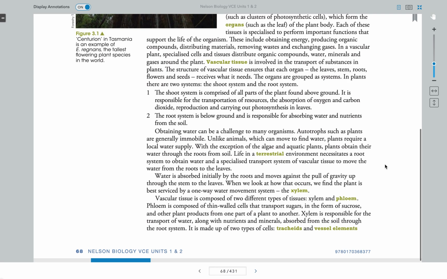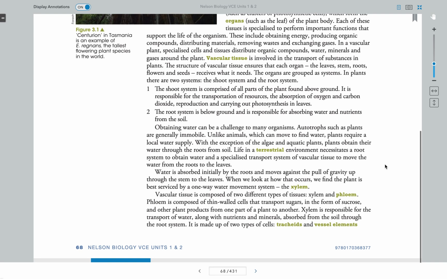Water is absorbed initially by the roots and moves against the pull of gravity up through the stem to the leaves. When we look at how that occurs, we find the plant is best serviced by a one-way water movement system, the xylem. Vascular tissue is composed of two different types of tissues, xylem and phloem. Phloem is composed of thin-walled cells that transport sugars in the form of sucrose and other plant products from one part of the plant to another.